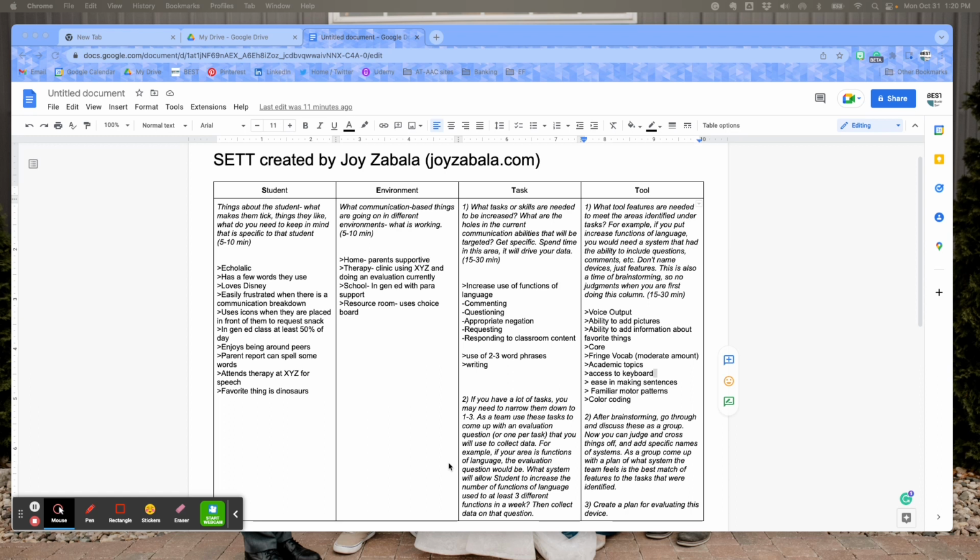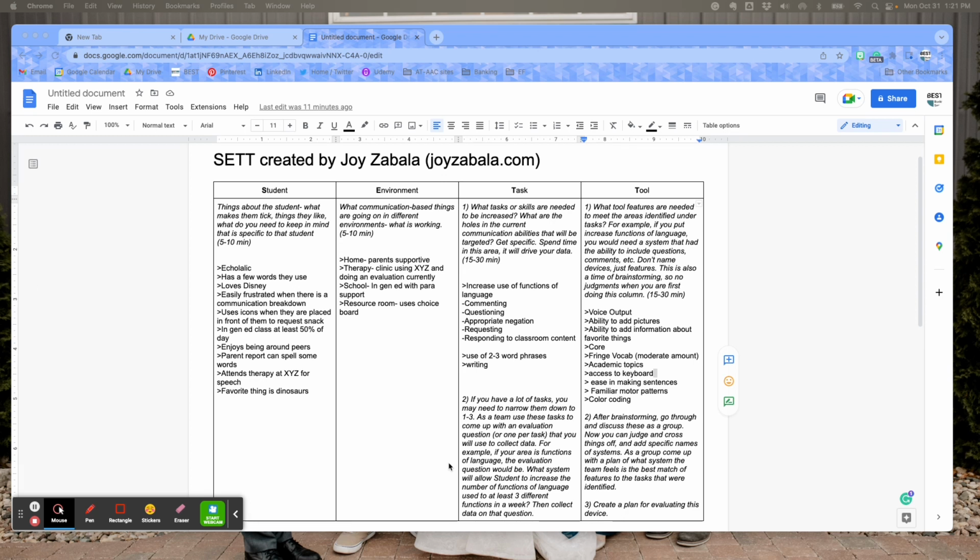We also are acknowledging that fringe vocabulary, those extra words that are not really considered core, we're going to need more of those because of how the student communicates now. We want to make sure we have some information on academic topics because the student is in the classroom at least 50% of the time. We want the student to have access to the keyboard because, again, the student likes to write or we're focusing on writing, but we do want to make sure we have access to a keyboard.